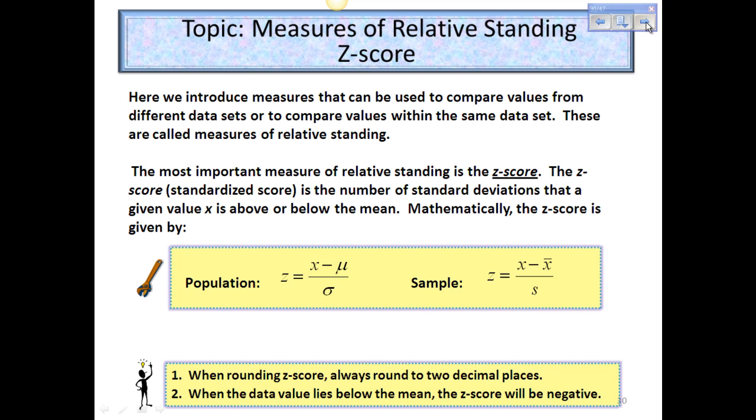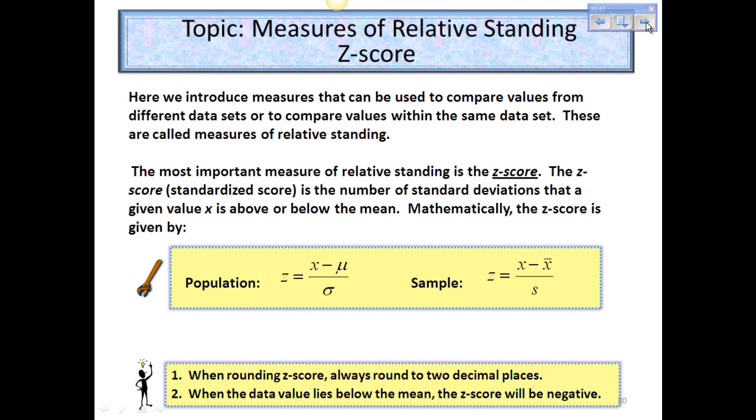Mathematically, the z-score is given by the two formulas here. One is written for population, one is written for a sample. x is the data value. You're going to subtract the mean and divide by the standard deviation, whether you're dealing with population or sample. So to find z, you'll take the data value, subtract the mean, and then divide by the standard deviation.